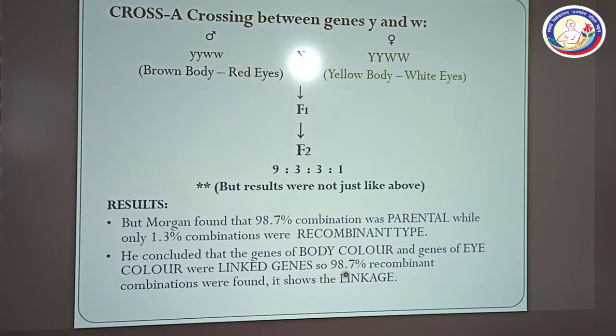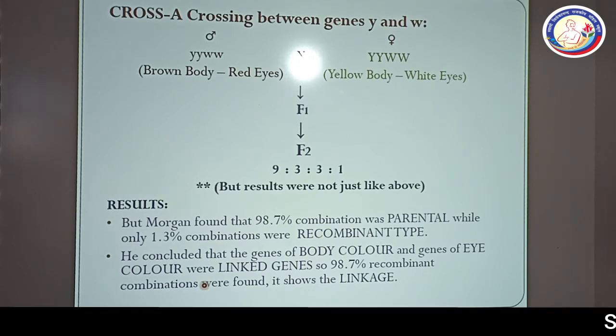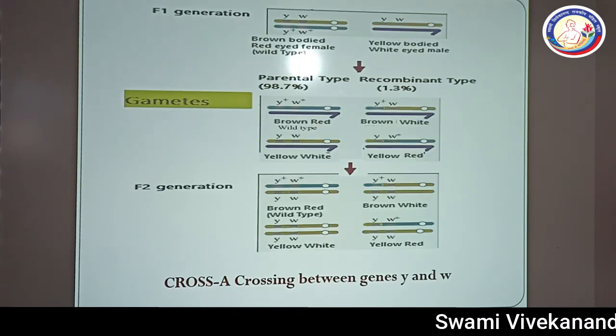So 98.7% parental combinations were found. It shows the linkage. It means this is the deviation, and this deviation is because of the linked genes. You can see the figure. This figure is taken from your book.